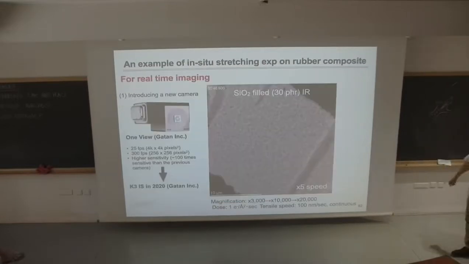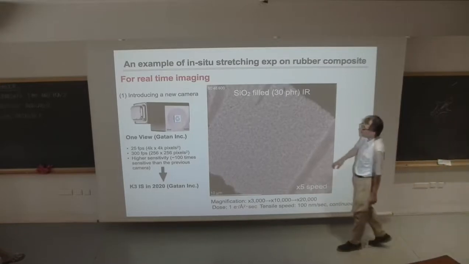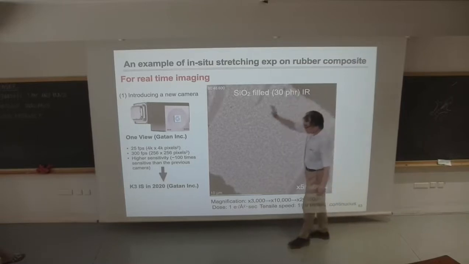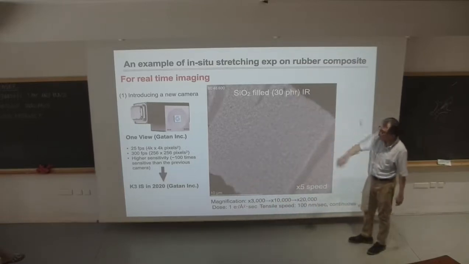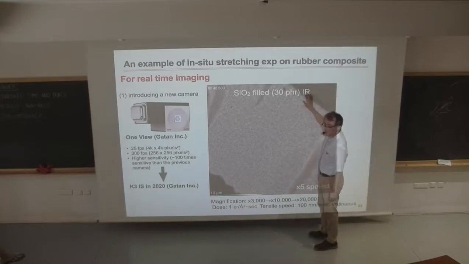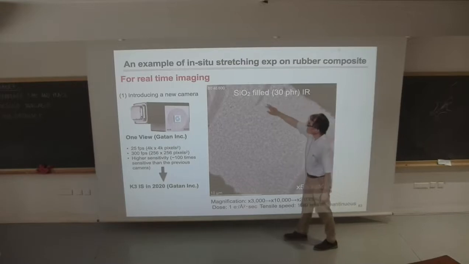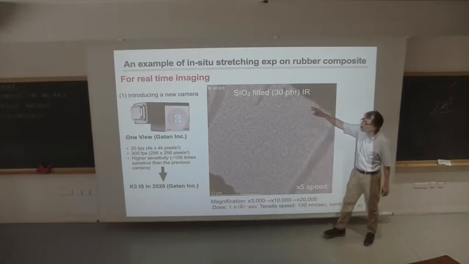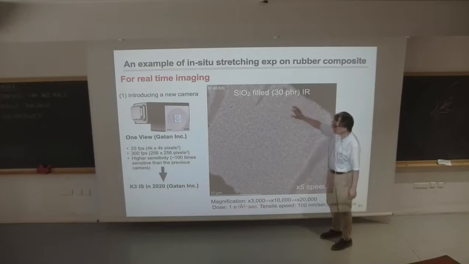Okay. Using this holder, we try to stretch the sample. This is a gap of the cartridge, and we used a good camera. This is the sample based on cross-linked isoprene rubber, with silica particles corresponding to about 15% or so volume inside.